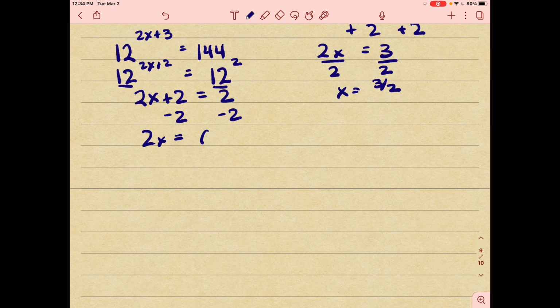2x equals 0. Oh, this is a 3. No wonder we don't have a 0. Okay, this is a 3. Minus 3. 2x equals negative 1. Divide by 2, x equals negative 1/2.